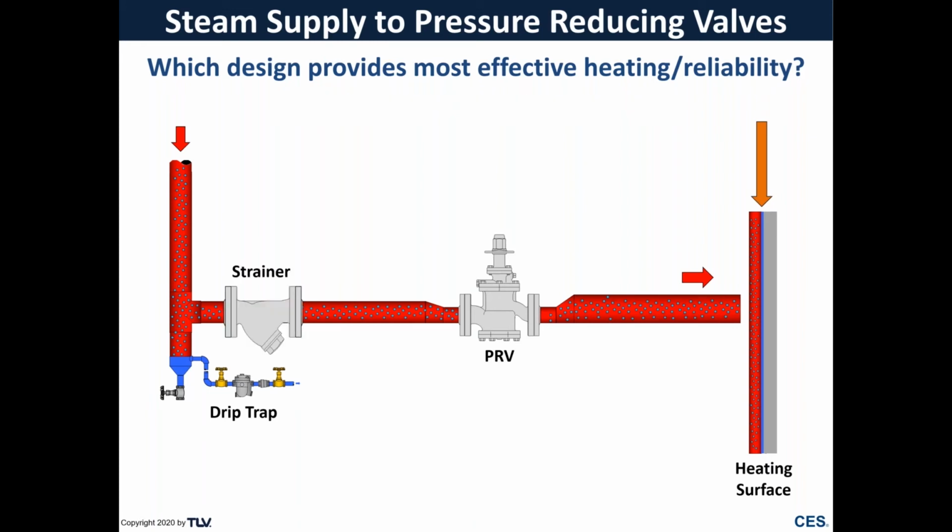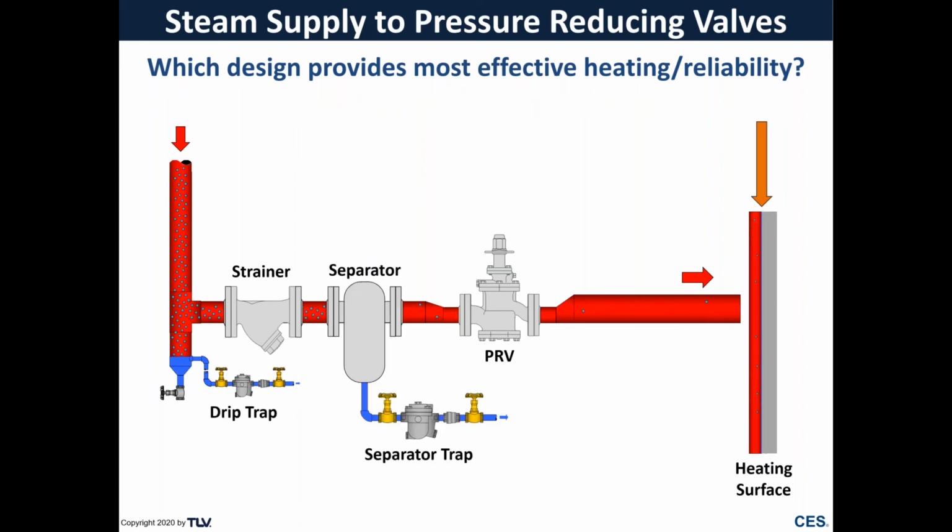Now we've added a strainer, which improves PRV reliability, but there is still entrained moisture in the steam, which detracts from uniform heating of the process. For example, it could create cold spots or extend process heating times. That's the problem when no separator is included.